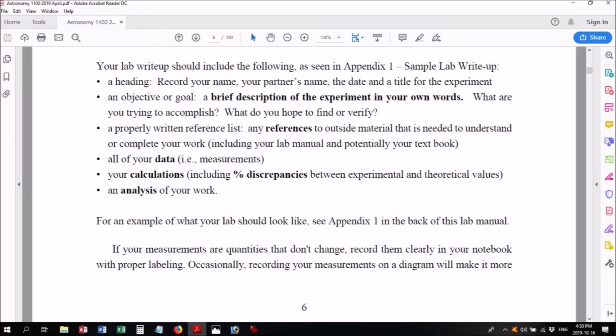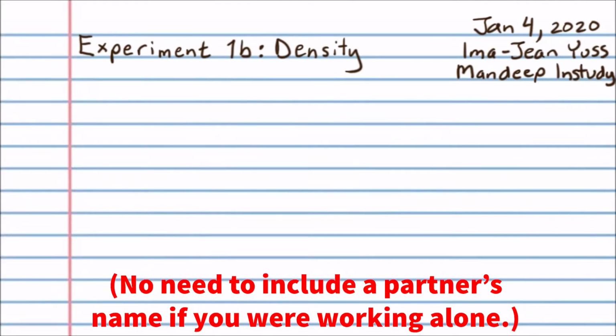We'll now go over how to write up a lab in your notebook. This bullet list outlines what elements have to go in the lab report, but I will show you examples as we go through this. To begin with, you start on the top of a fresh page and you write down the experiment's title, the date, your name, and your partner's name. So it would look roughly like this: title, date, name, and partner's name.